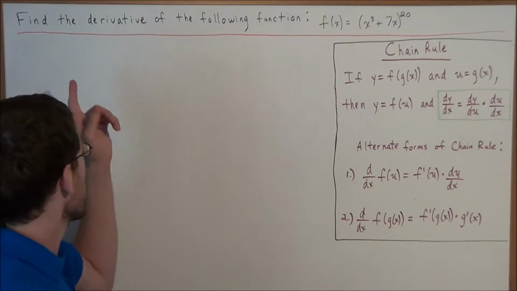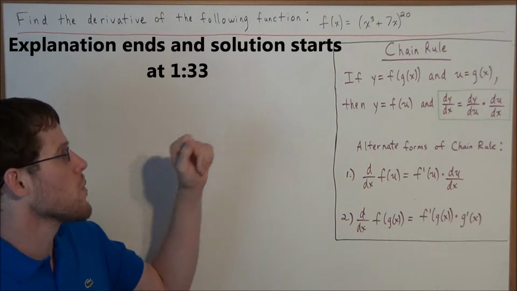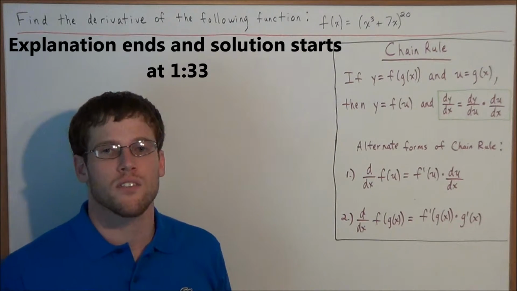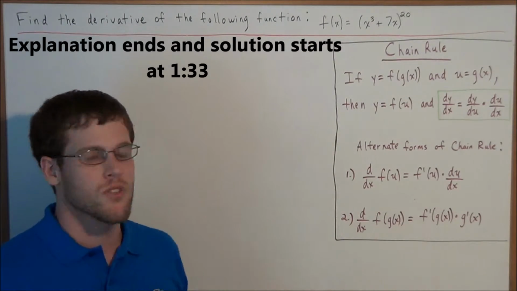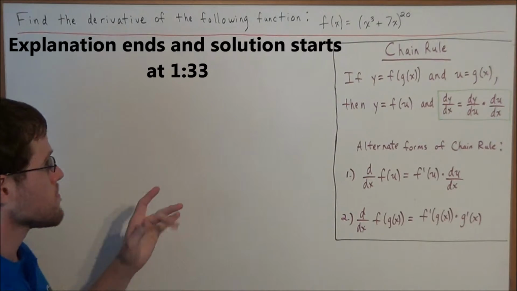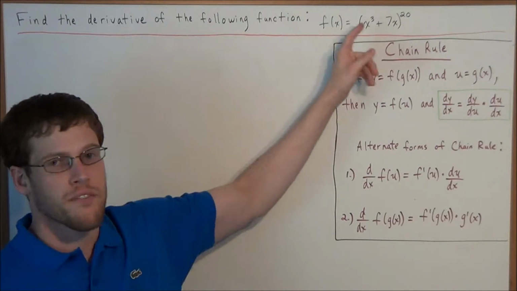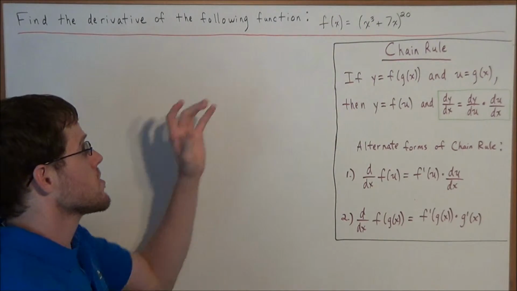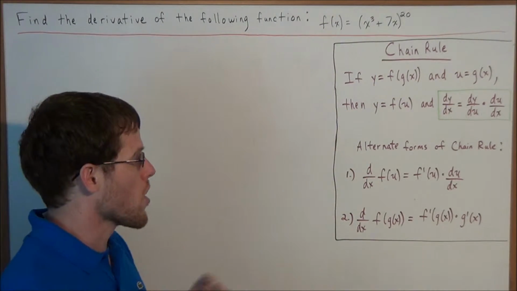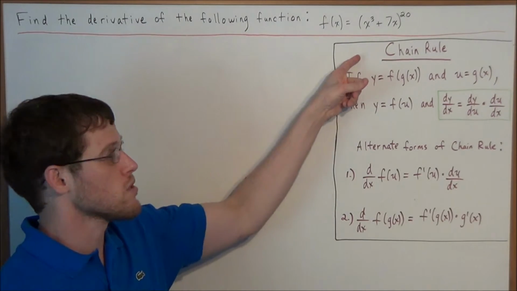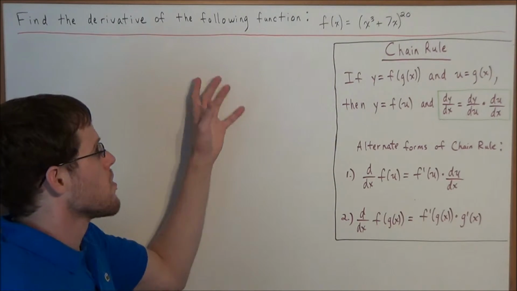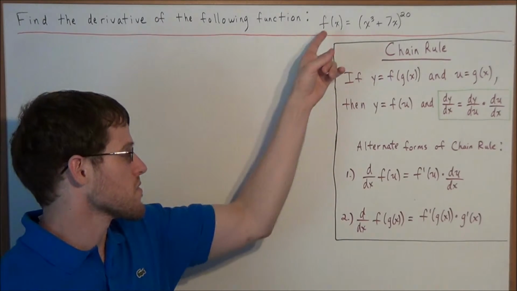So we have: find the derivative of the following function, and we're looking at f of x equals x to the third plus 7x raised to the 20th power. For this problem, we want to avoid multiplying x to the third plus 7x by itself 20 times. To solve the problem that way, it would take forever. So we want to make use of the chain rule because it'll speed up the rate at which we can find the derivative of this function.